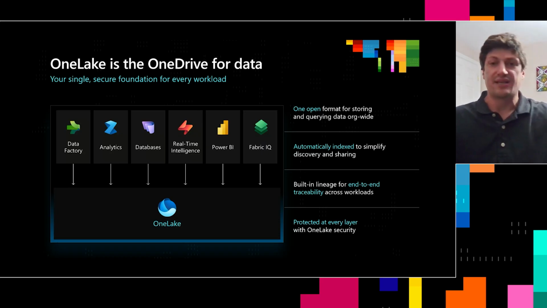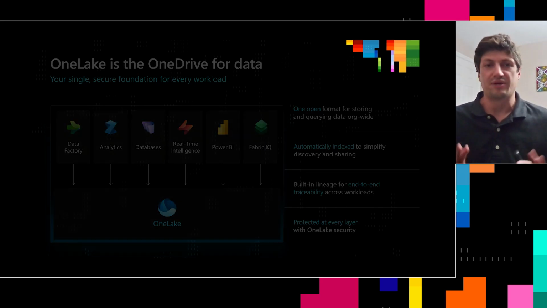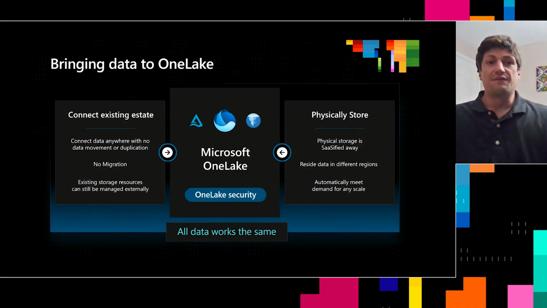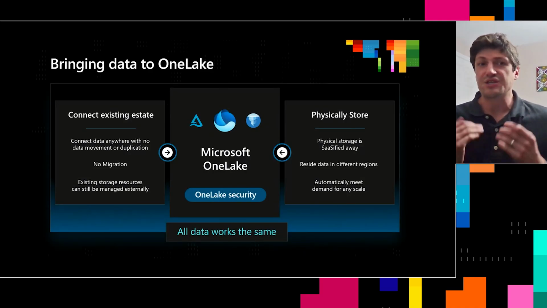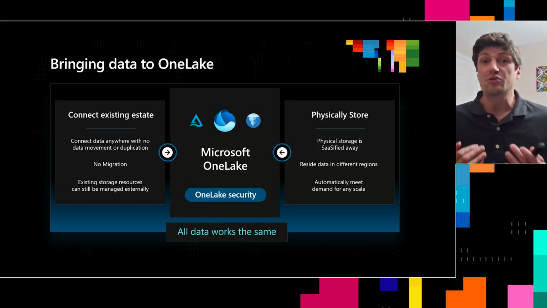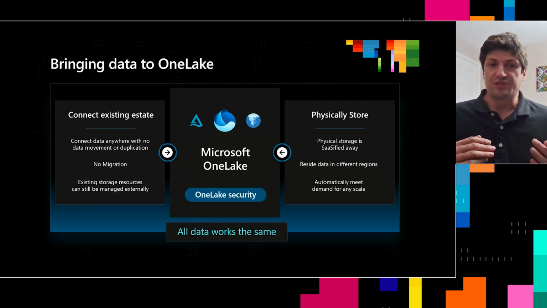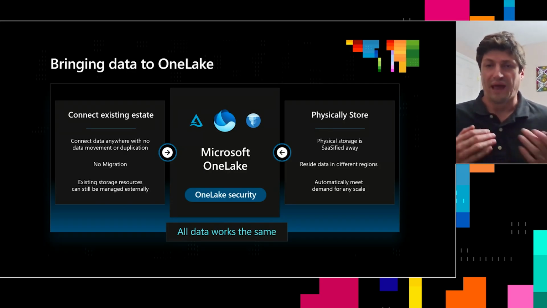Now, bringing your data estate to OneLake can be very easy. There are 2 ways to bring data to OneLake. The first, and probably the easiest way, is just to connect your existing data estate. Here you can connect your data no matter where it lives without any data movement or any data duplication. There's no migration. This can include data in Azure or other clouds or on-prem. Here you manage your existing storage resources, but you get all the same benefits and features of OneLake without any movement.